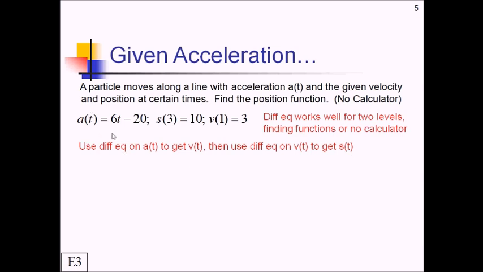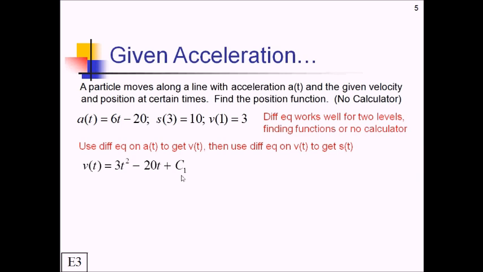We're going to take the antiderivative of both sides of this acceleration equation here. So antiderivative of the left side is going to be v of t. V of t is the antiderivative of acceleration, because acceleration is the derivative of velocity. On the right side, we've got 3t squared minus 20t plus c. Now, I'm going to have to go two levels of diffie-q here. So I'm going to call this c1. And now we're going to go about trying to figure out what c1 is.